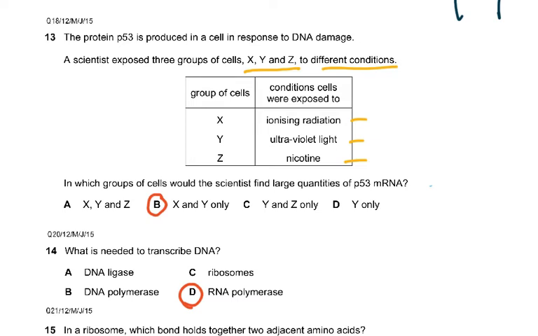So X and Y. Why? Because ionizing radiation and ultraviolet rays are mutagens. Nicotine, of course, is inhaled, so it will only happen in which groups of cells? Nicotine will not cause damage to any other cell, but it causes damage to the lung cells only. So nicotine causes mutations. So P53 is produced in a cell response to DNA damage.